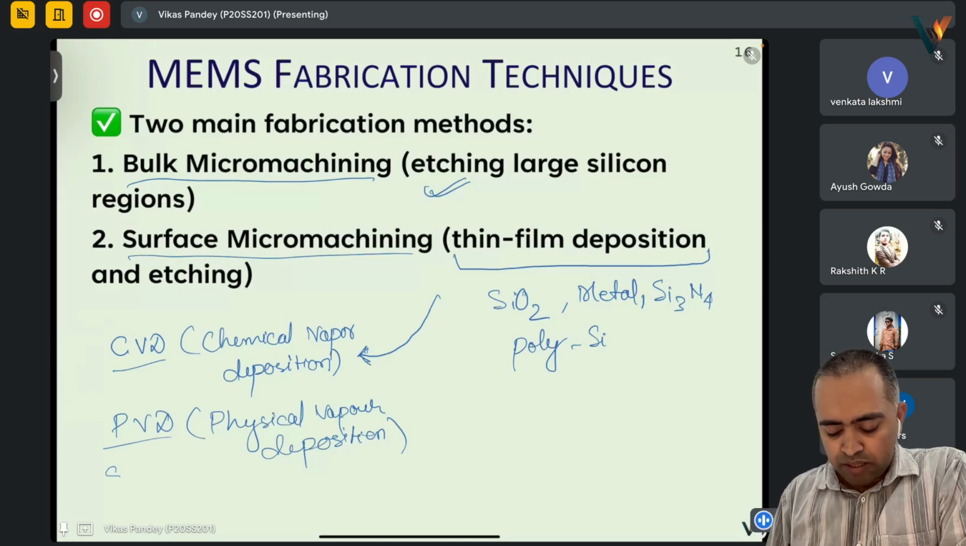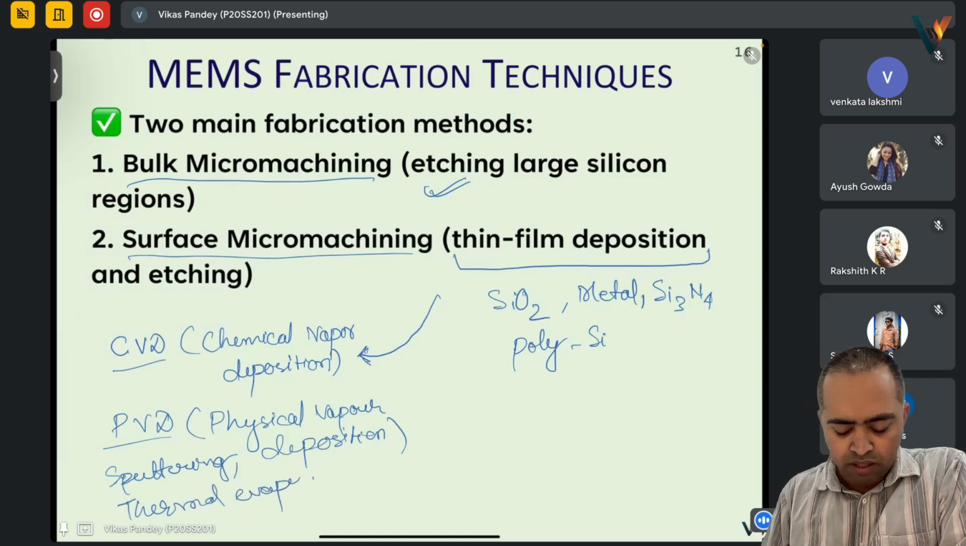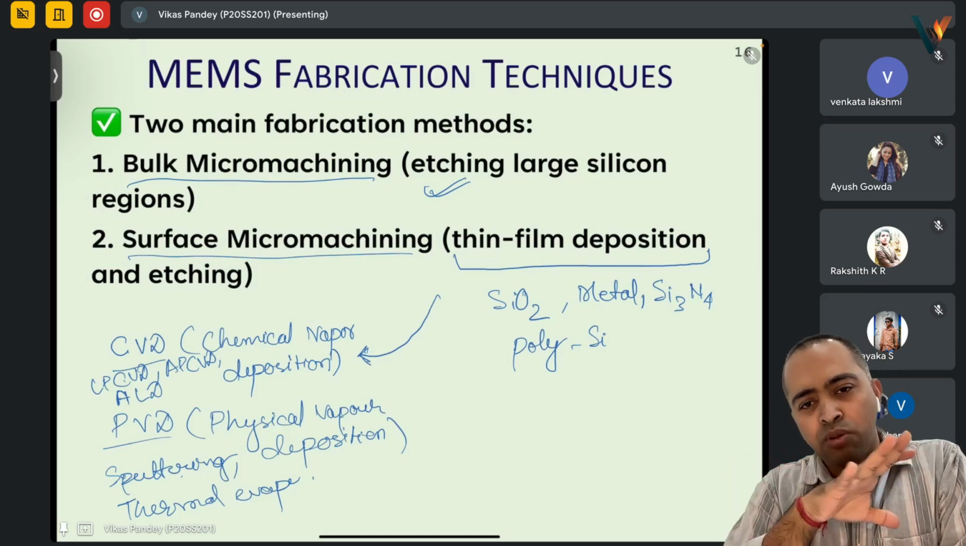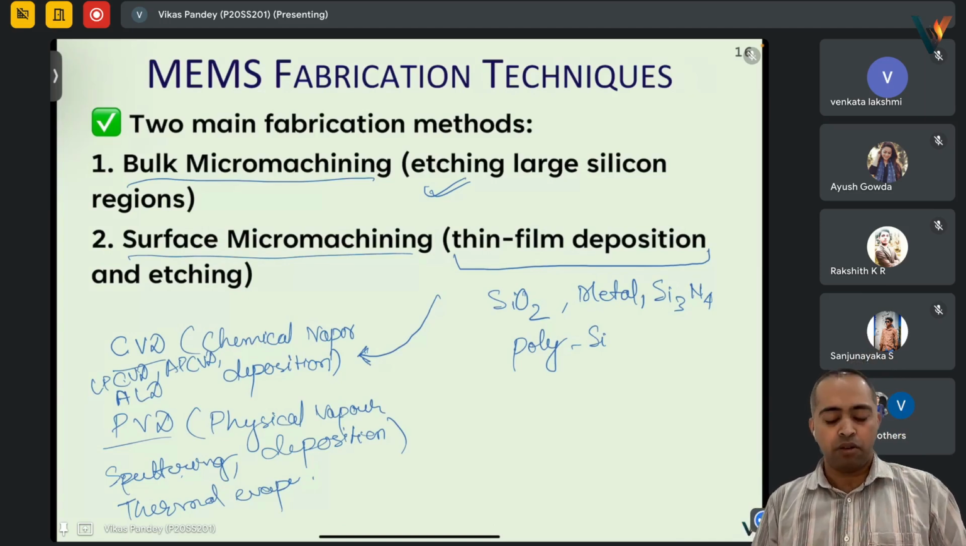Some common ones are sputtering and thermal evaporation. Sputtering itself can be RF sputtering, DC sputtering, magnetron, a lot of things. For CVD, there is LPCVD, low pressure CVD, then atmospheric pressure CVD. One unique thing is atomic layer deposition. There are multiple techniques. We just need to know these from this course's point of view, since it is a small course. We cannot cover these things.